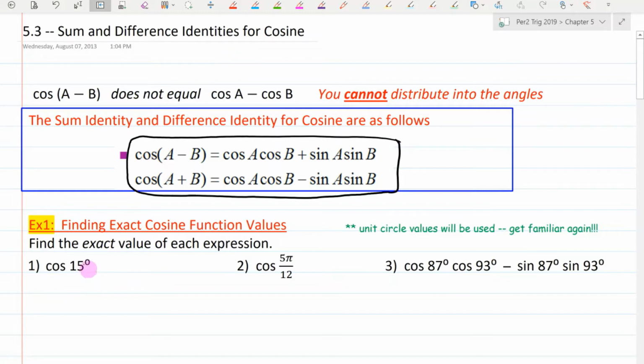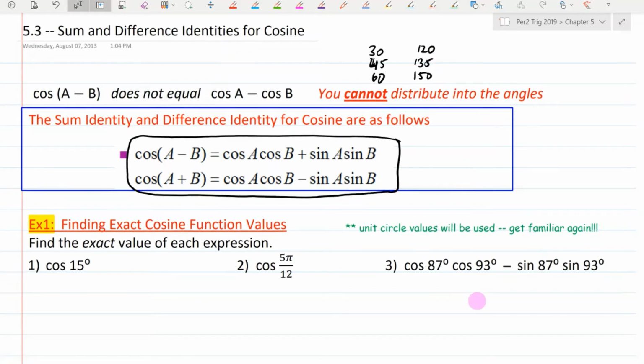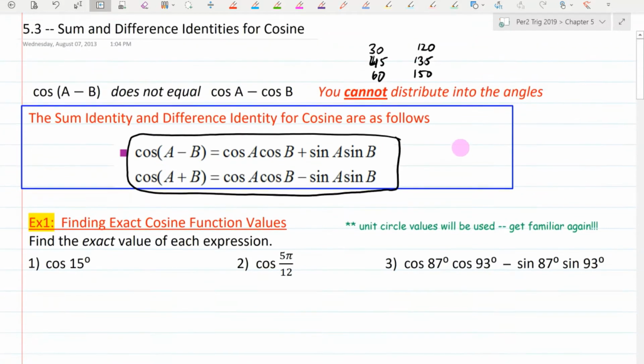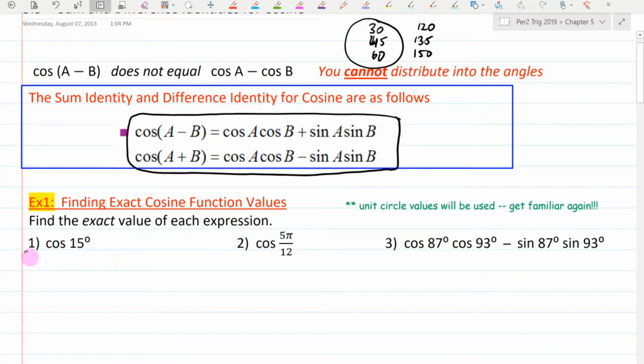So normally on the unit circle, we don't have the cosine of 15 degrees. We have 30, 45, and 60 in the first quadrant, and then in the second quadrant 120, 135, and 150, so on and so forth. So when you're using the unit circle, you can follow along with this. But basically, we're going to be using these functions. We're not allowed to distribute. So what we're going to do is take some of these numbers to be able to come up with that number. Okay, down here, cosine of 15.